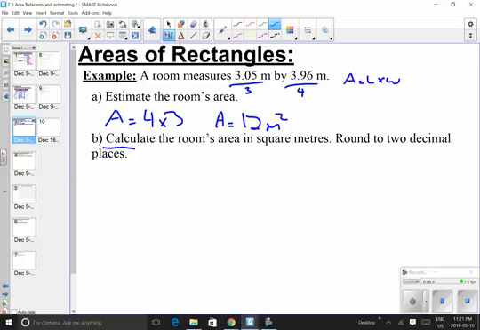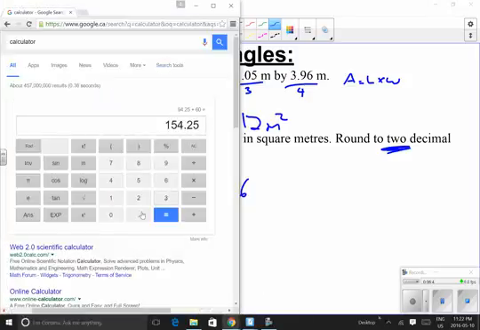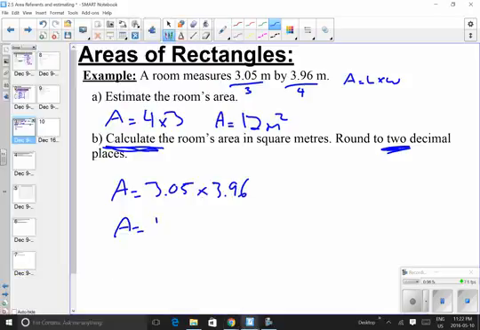Now, just in case you didn't trust me, we're going to calculate it now. And we're going to go to 2 decimal places. All right, so my area, using the exact values this time, is 3.05 times 3.96. All right, let's jump to our calculator. So 3.05 times 3.96 equals 12.078. So I went to 2 decimal spots, so that's going to be 12 point, round that up to 12.08. 12.08 meters squared. Look how close we were with our estimate.